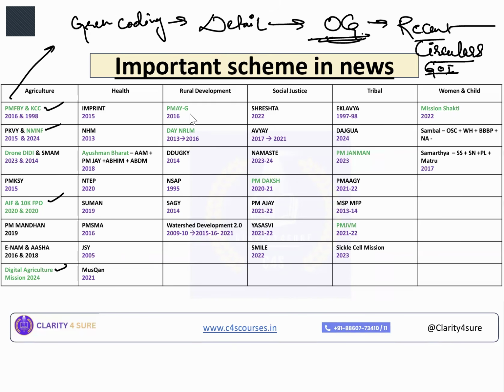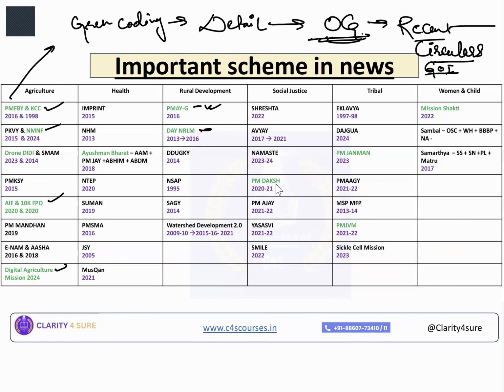In rural development, you have PMAY-G, a flagship scheme of the Government of India, which is again very important this year due to recent developments that took place around the time of the election. Now DAY-NRLM is an evergreen scheme that is very important for you in the examination. Then DDU-GKY, NSAP, SAGY, and watershed development. Out of rural development, PMAY-G and NRLM are important.